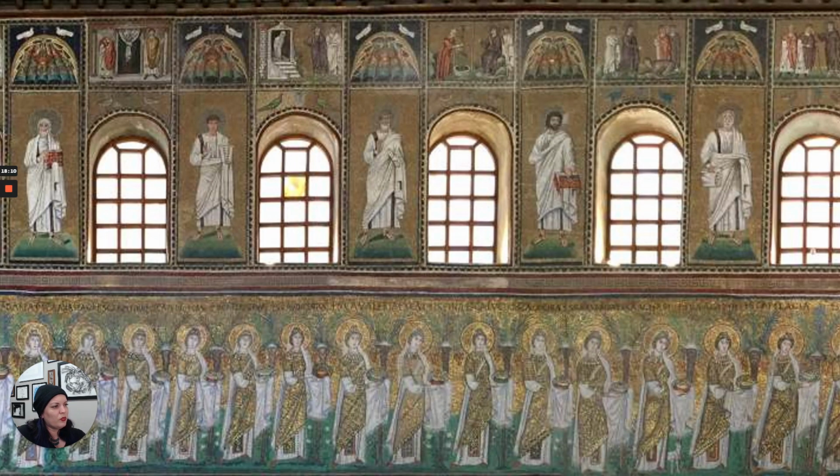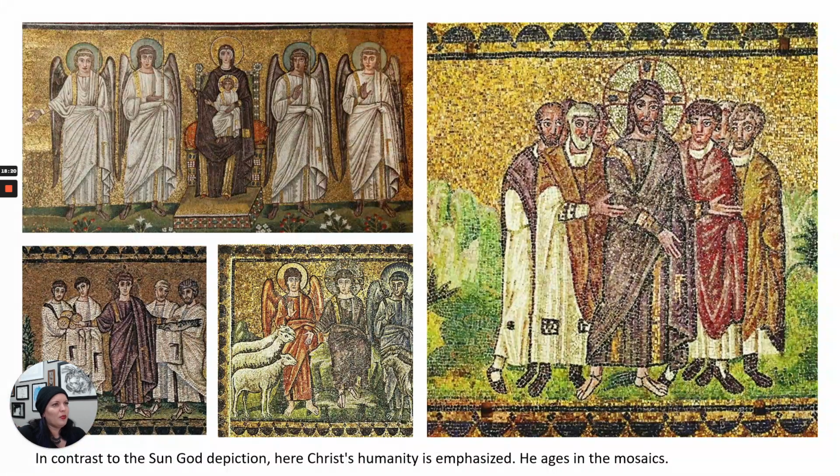So on the bottom, we have all of these female martyrs, women who were killed for being Christians. In the clerestory, we have prophets. And then in the top part of the mosaics, we have scenes from the life of Christ. Here we have Christ as a baby sitting on Mary's lap. So you can tell it's Christ because he has the cruciform halo, right? The halo with the cross in it. Mary's halo does not have a cross in it.